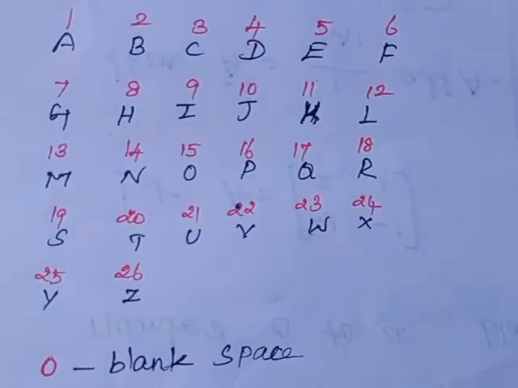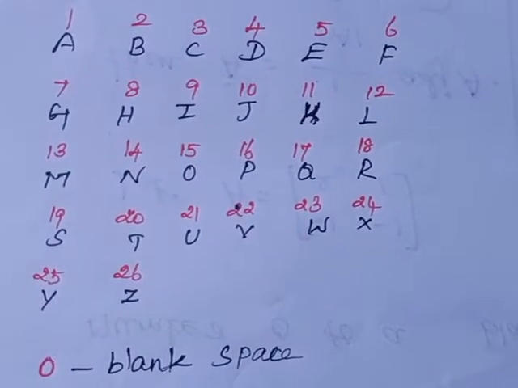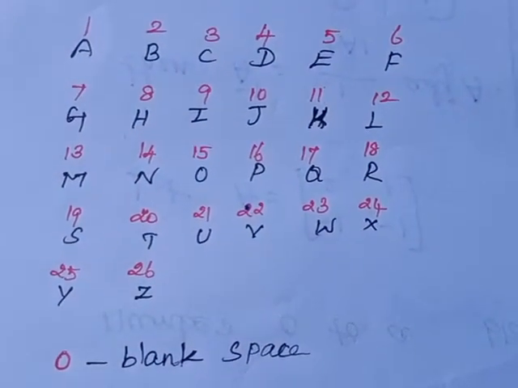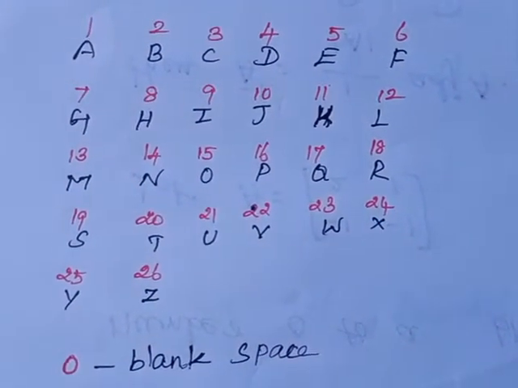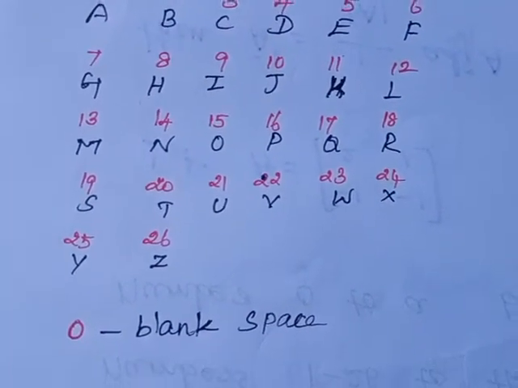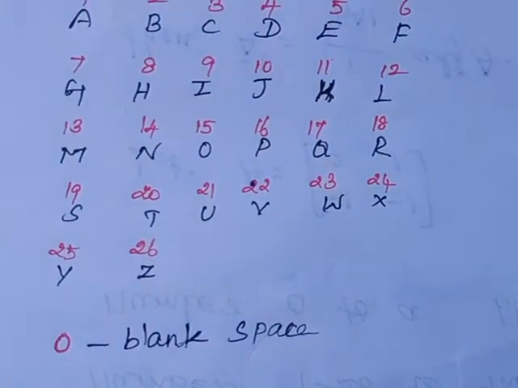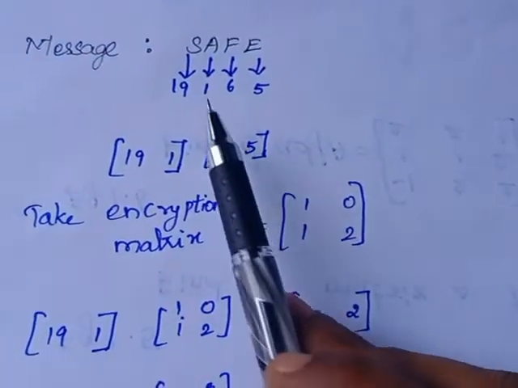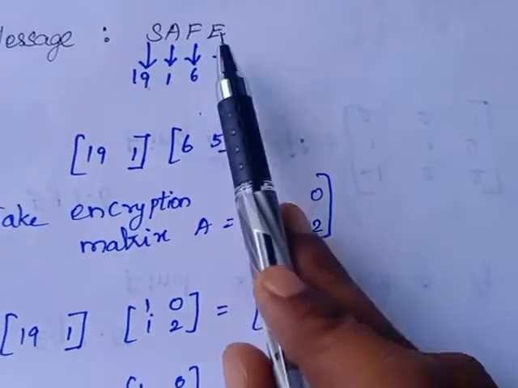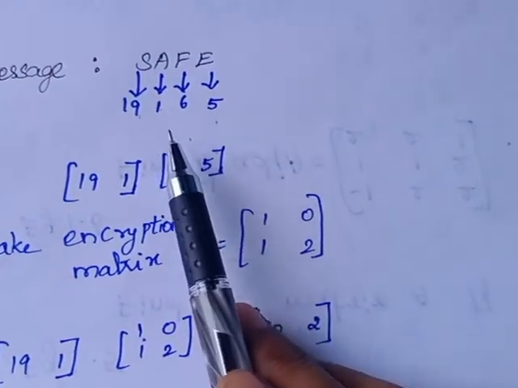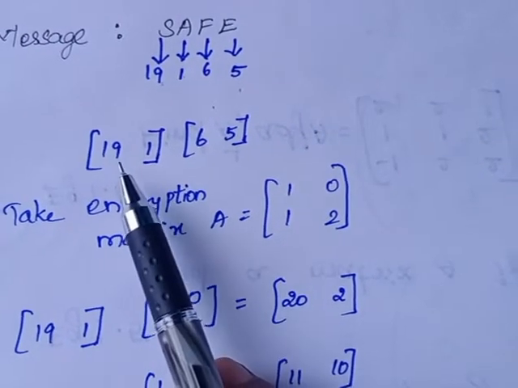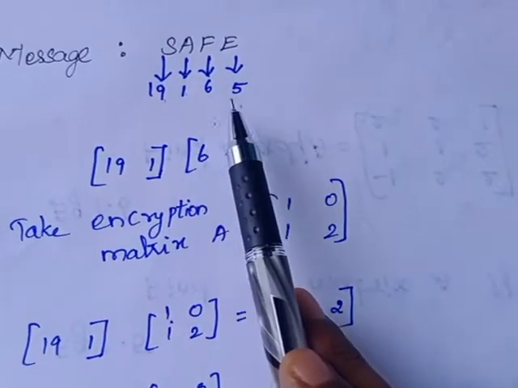Now the sender and receiver consider the message in English alphabets A to Z only. Both assign the numbers 1 to 26 to the letters A to Z respectively, and the number 0 is considered as a blank space. So S is the 19th letter of the English alphabet, A is 1, F is 6, E is 5. So I split it into two row matrices, that is 19 1 and 6 5.